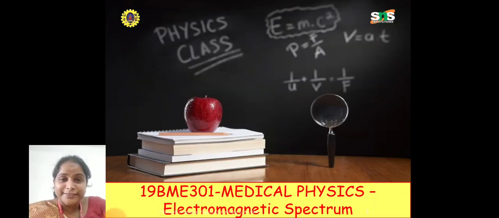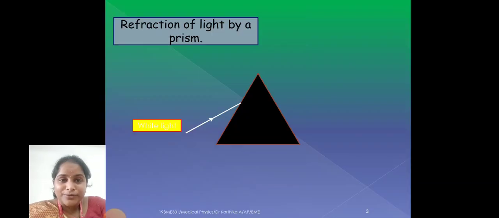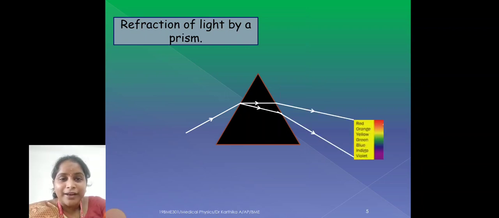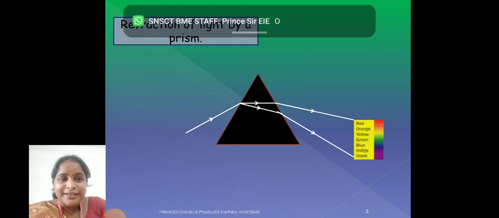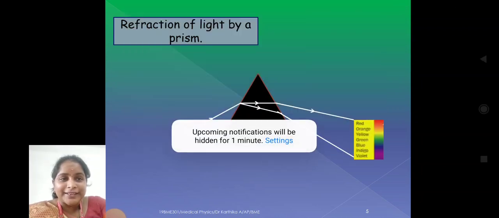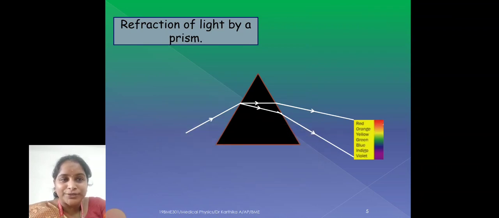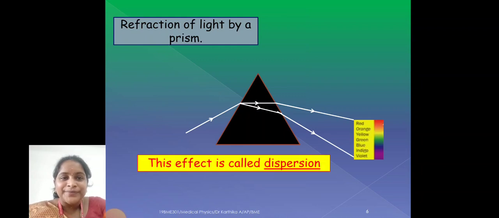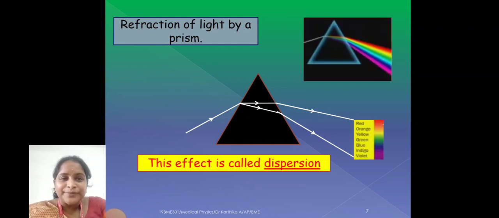Before going into the electromagnetic spectrum, we will discuss dispersion. First, this shows the refraction of light by a prism. We apply white light and it passes through the prism. The refraction happens, and the final output is the rainbow colors, VIBGYOR: violet, indigo, blue, green, yellow, orange and red. This effect is called dispersion.